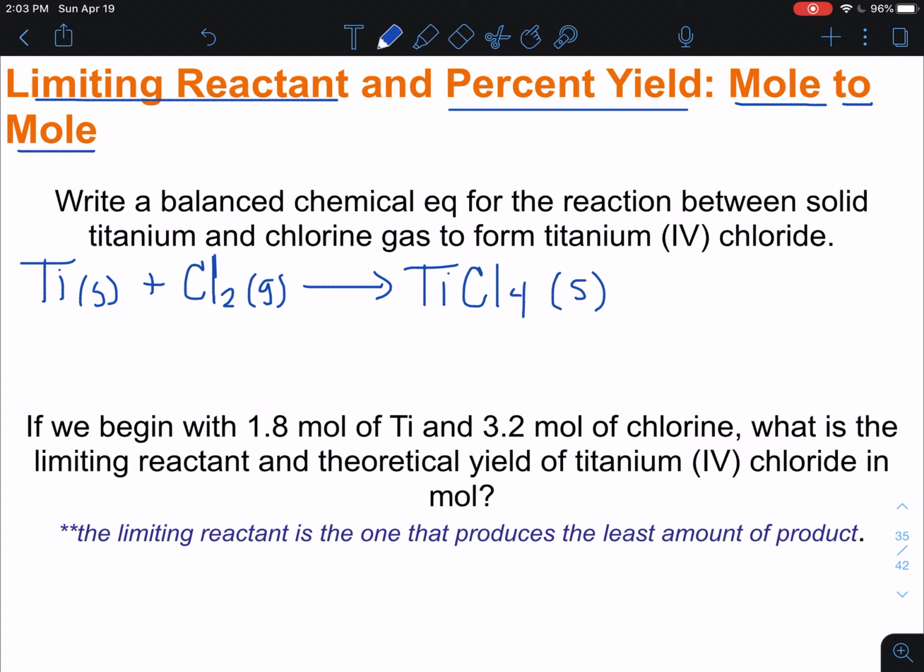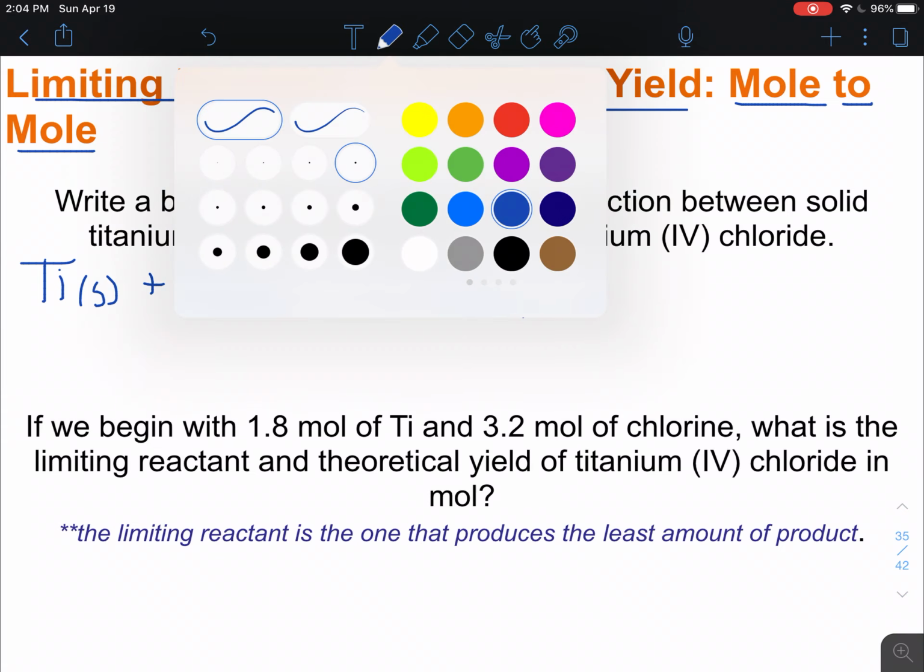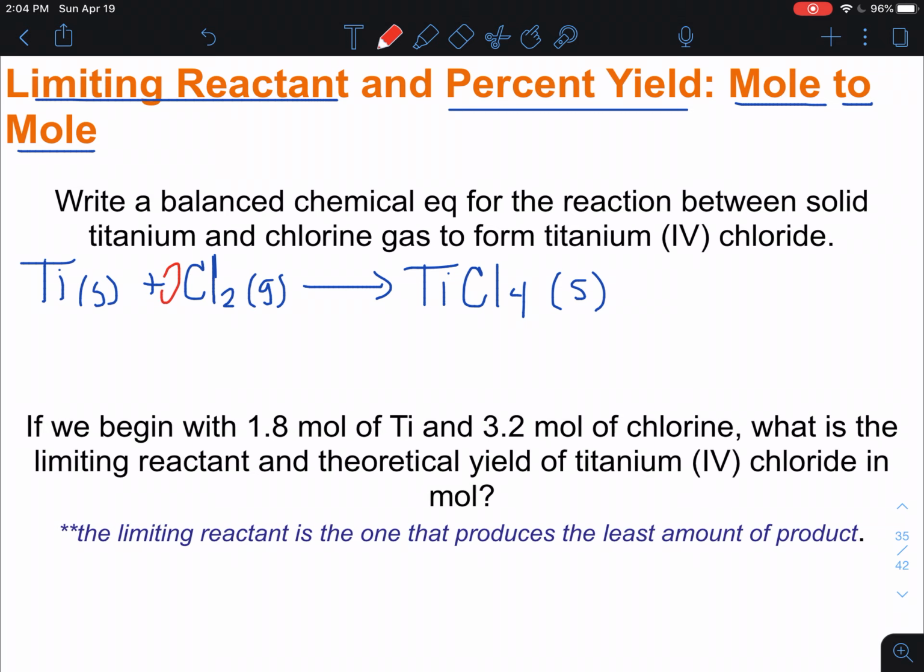All right. So first we need to make sure that that is balanced. Now right off the bat you can tell that it's not because we have four chlorides here. Why do we have 4 chlorides? Because it's titanium 4. All right. So since we have 4 chlorides here and we only have 2 here, we're going to have to put a 2 right here to balance it. Okay. So it is now balanced.